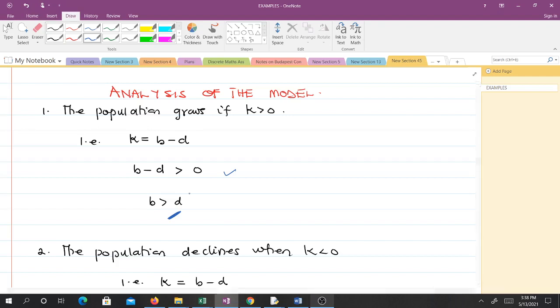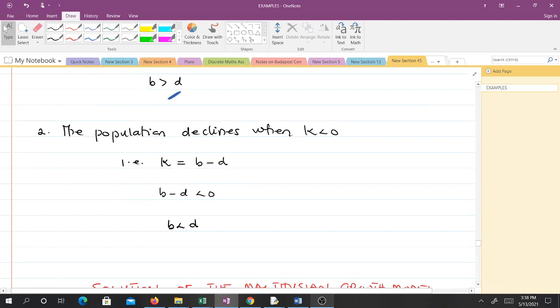Will grow. And another thing we can deduce from the model is that the population declines when k is less than 0. So k is equal to b minus d. So when k is less than 0, it means b minus d is less than 0, and it means b is less than d. So that means that when the birth rate is less than the death rate, the number of people who are dying are more than those who are being born. So of course the population is going to decline. I hope you get that. So we can make these two deductions from the model we had.